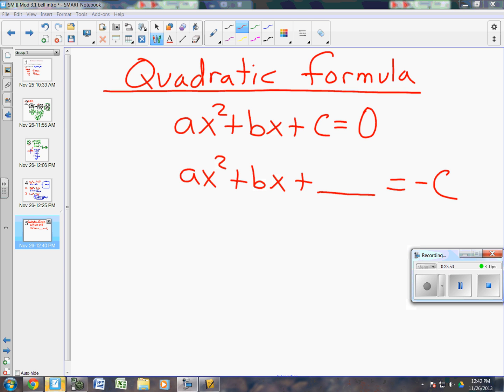Okay, now I'm going to factor out, remember, when we put things in vertex form, we couldn't have an a right there. So we're going to factor out an a out of the first 2 terms.